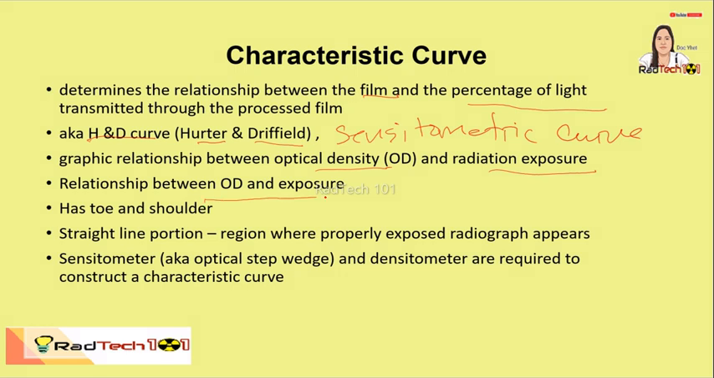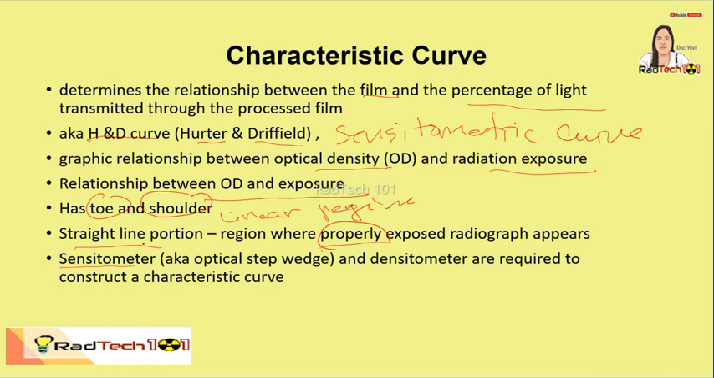So, ito siya. So there are two parts of the characteristic curve, the toe and the shoulder, which I will show sa next slide. While at the center, we have the straight line portion or the linear region. So this is where a properly exposed radiograph appears.